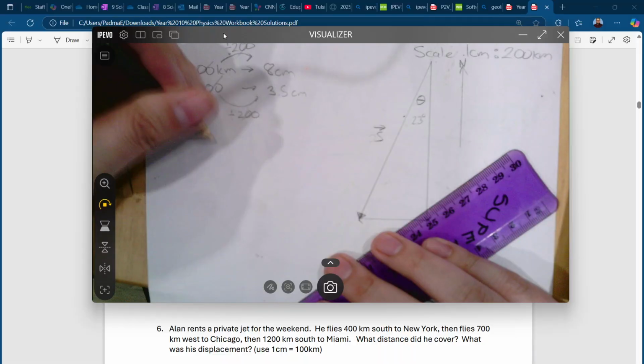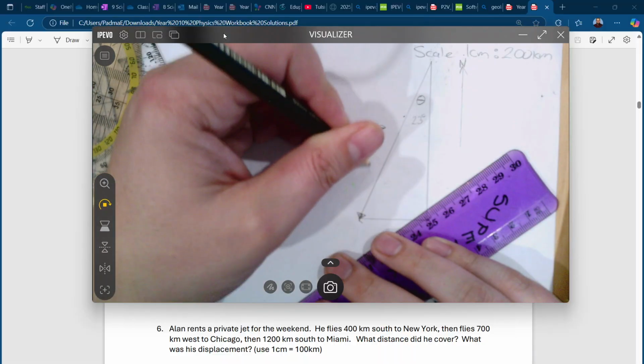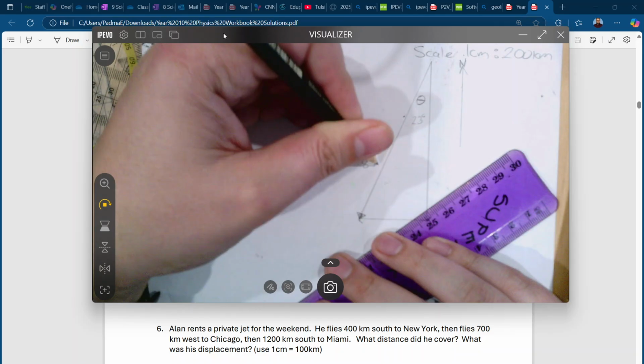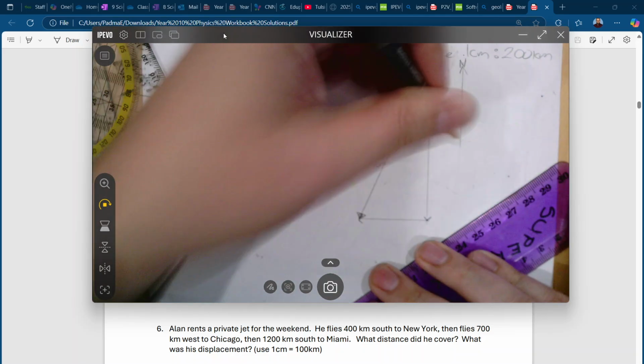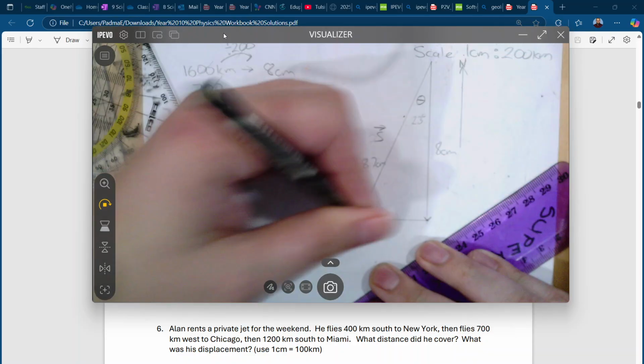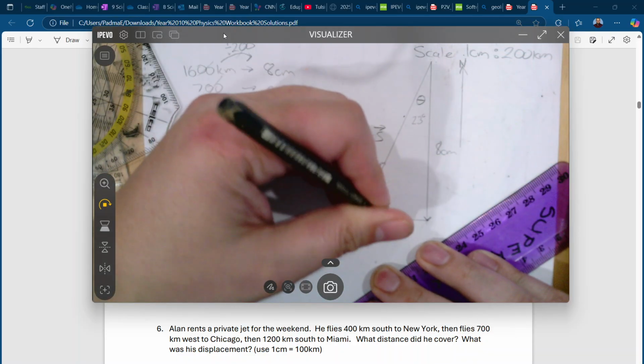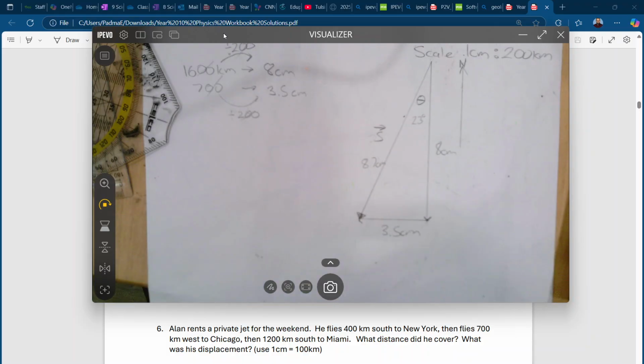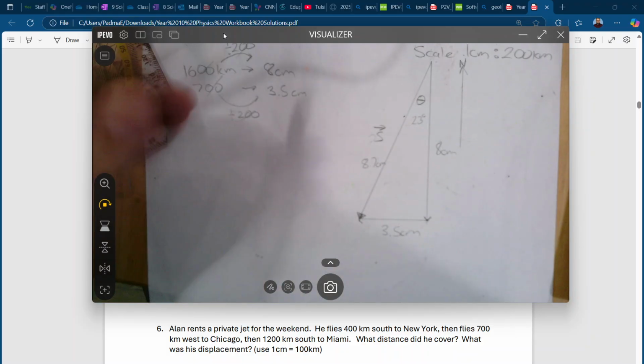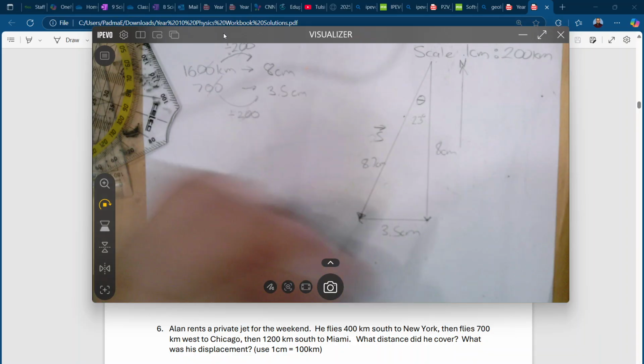So the distance there, 8.7 centimeters. Okay, that was 8 centimeters, and that was 3.5 centimeters. Okay, that's what the scale is. So what is the actual displacement then? Well, we scaled everything down by 200. Now we have to scale it back up.